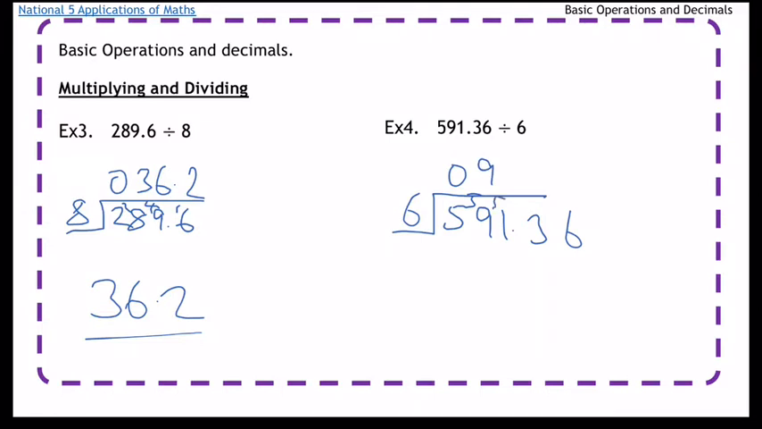6 into 53 goes 8 times with remainder 5. 6 into 53 goes 8 times with remainder 5. 6 into 56 goes 9 times with remainder 2. 6 into 36 goes 6 times. So 98.56.